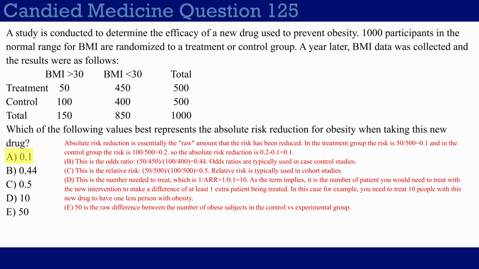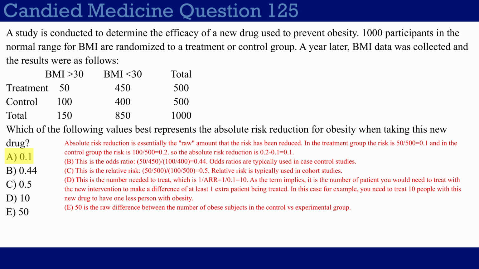Choice D, 10. This is the number needed to treat, which is 1 divided by the absolute risk reduction, which we already found, which is 0.1. So reciprocal of 0.1, 1 divided by 0.1 is 10. As the term implies, number needed to treat is the number of patients you need to give the new intervention to make a difference of one patient. So, for example, for this experiment, it means we would need to treat 10 people with this new drug before we have a balance of one extra person with no obesity as compared to the control group.